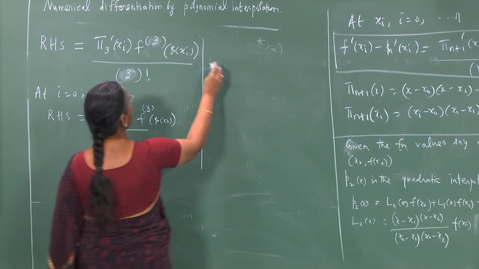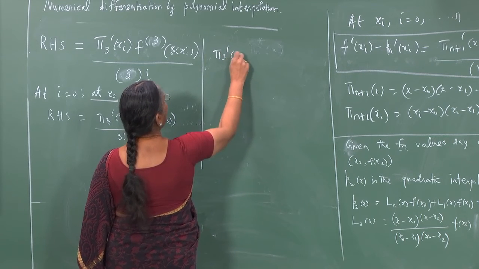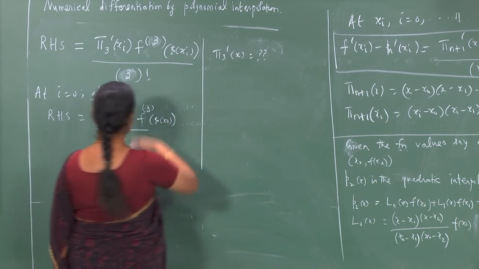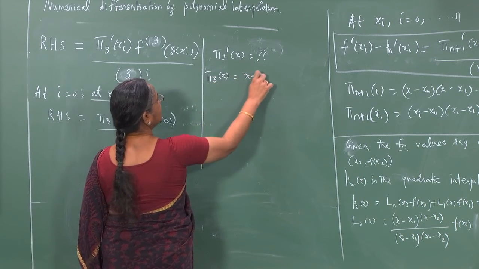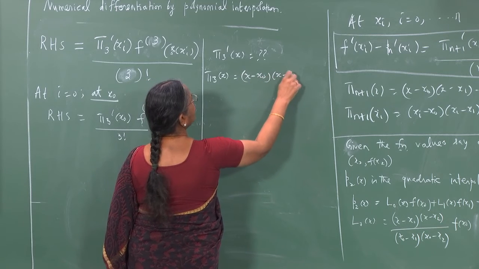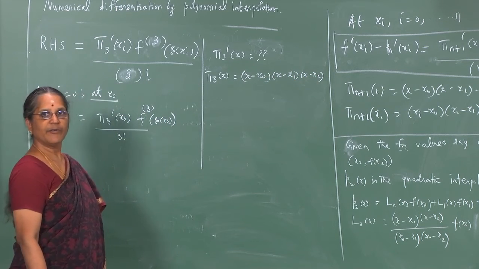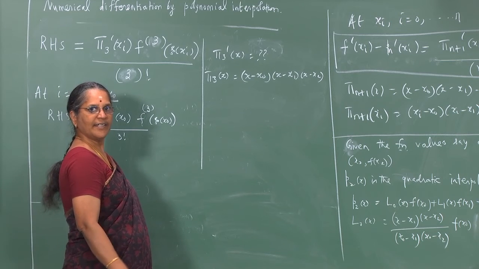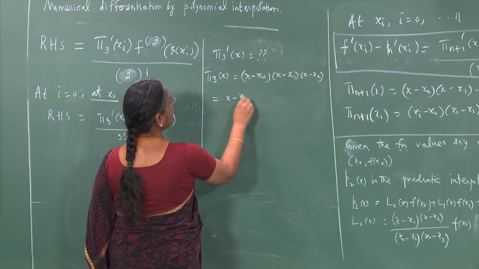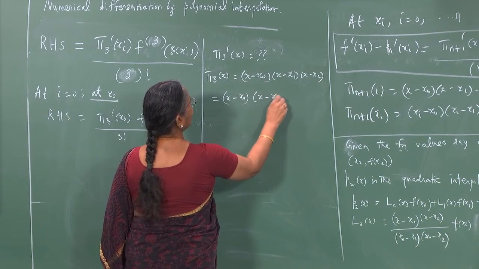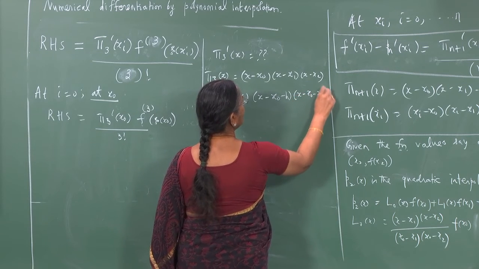So, we require pi 3 dashed of x, and then we shall evaluate at the nodes. What is pi 3 of x? Pi 3 of x is (x minus x0) into (x minus x1) into (x minus x2). Since we work out the details for equally spaced points, we can substitute the details. So, (x minus x0) into (x minus x0 minus h) into (x minus x0 minus 2h).